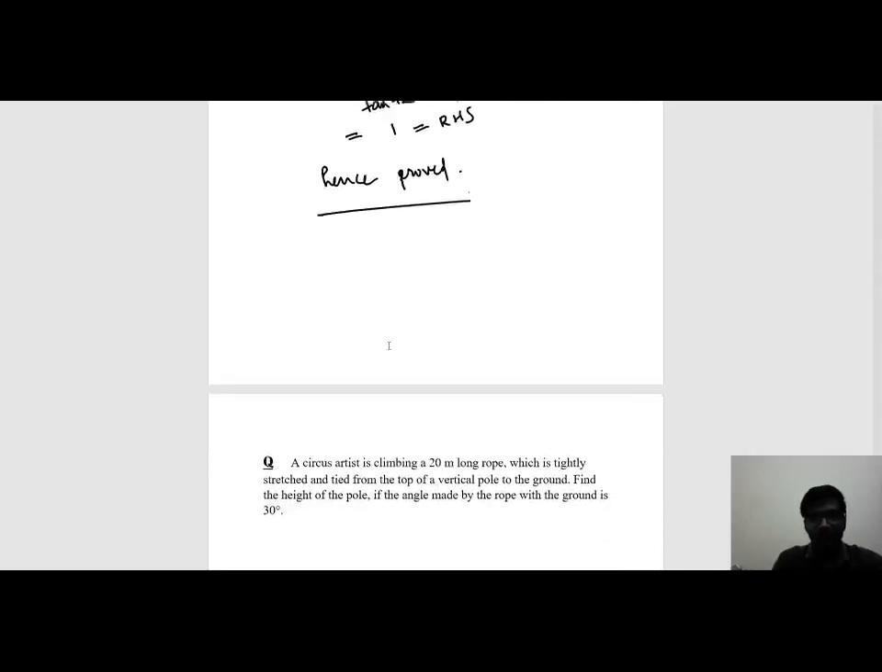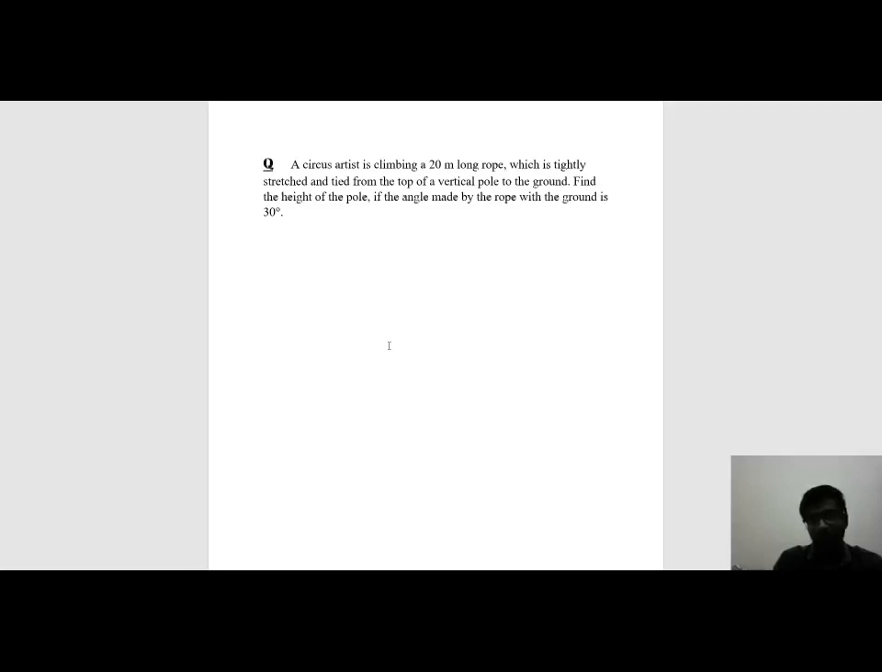Now coming to the next question, question number 5. This is actually one of the application questions which I have taken from a textbook. Let's first read the question and try to understand what we are expected to get by solving this. A circus artist is climbing a 20-meter long rope which is tightly stretched and tied from the top of a vertical pole to the ground. Find the height of the pole if the angle made by the rope with the ground is 30 degrees.